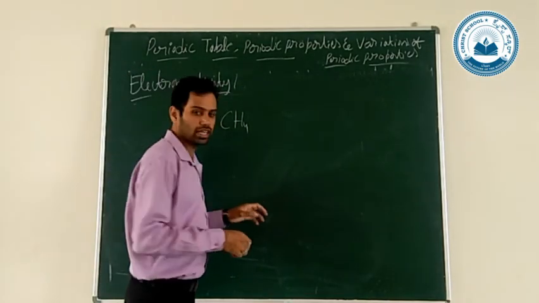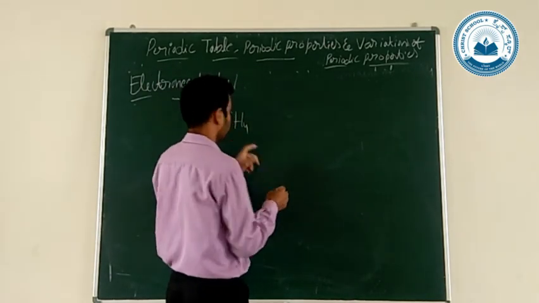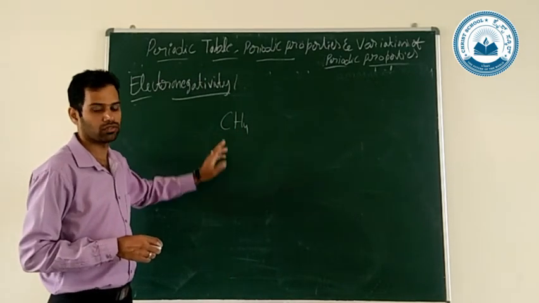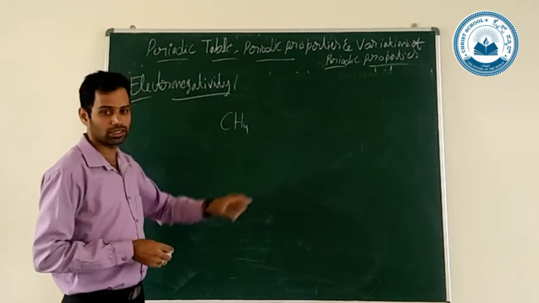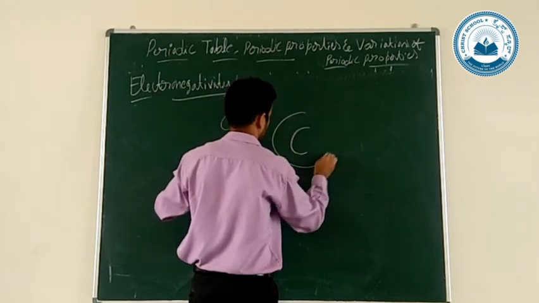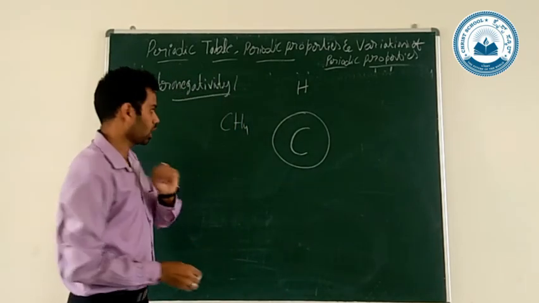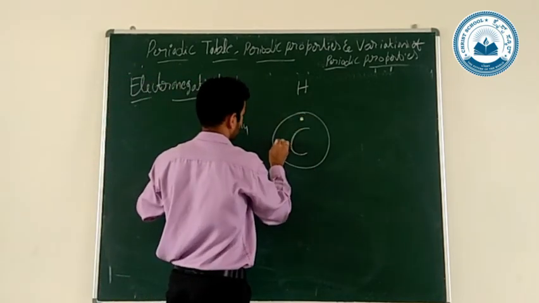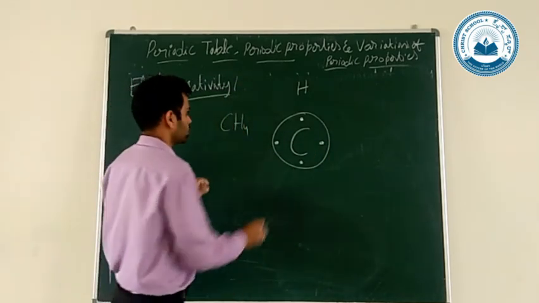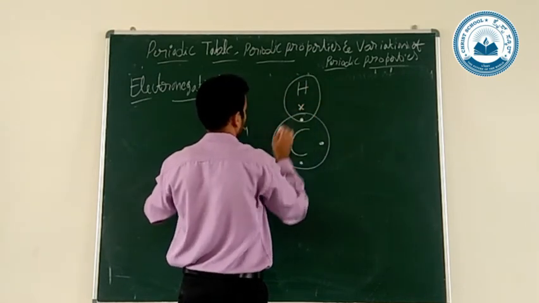Now look at how they are sharing the electrons. Carbon has valency 4 and hydrogen has valency 1, and there are 4 atoms of hydrogen. Valency 4 means 4 electrons in the outermost shell. So there are 4 valence electrons in carbon: 1, 2, 3, 4. Next, hydrogen has 1.